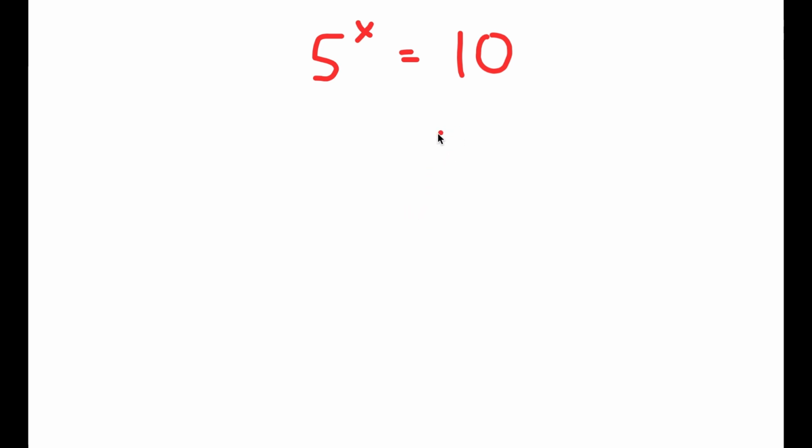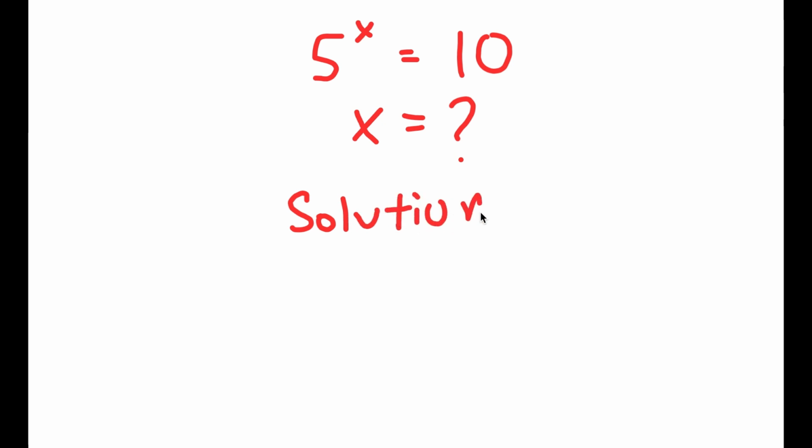Alright, so in this problem, I have 5 to the power of x is equal to 10. So obviously, I want to find the value of x here, seeing that that's the only variable. So for my solution, I'm going to first start by rewriting my equation. So my equation is 5 to the power of x is equal to 10.